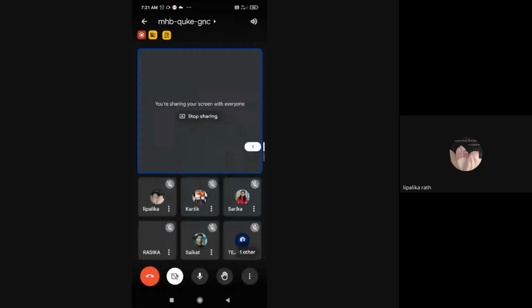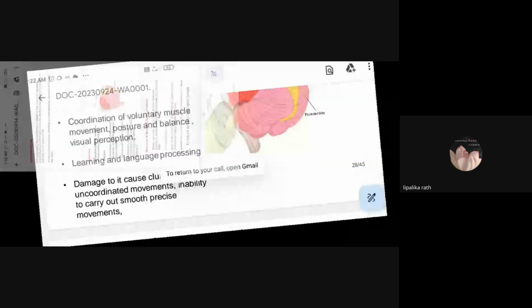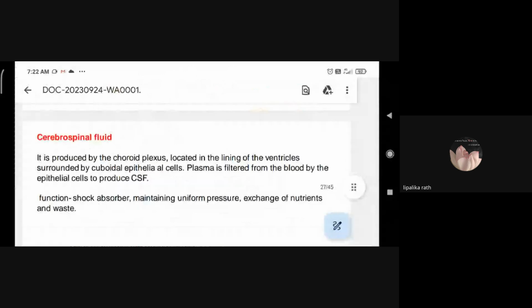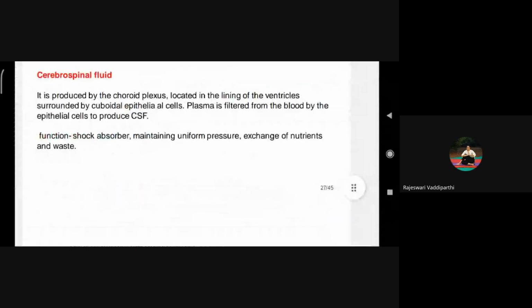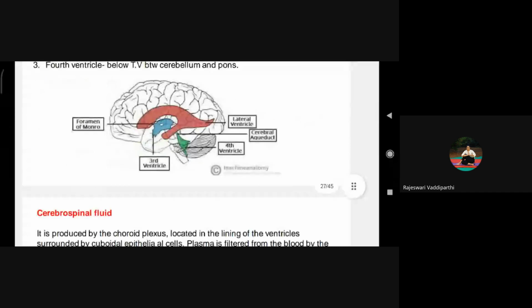Now, we will start today's session where we left off yesterday. I think cerebrospinal fluid, ma'am. This one, right? No, this ventricle. So, what is cerebrospinal fluid?